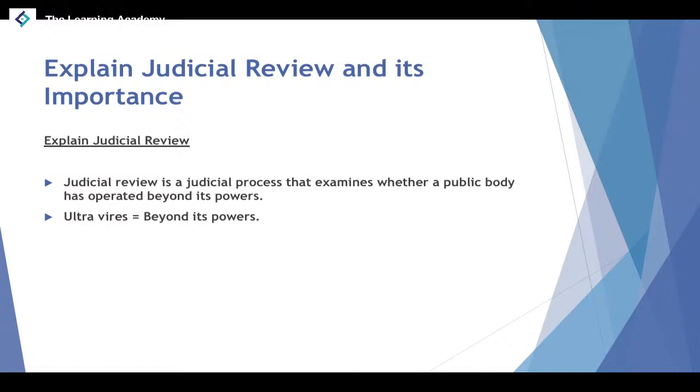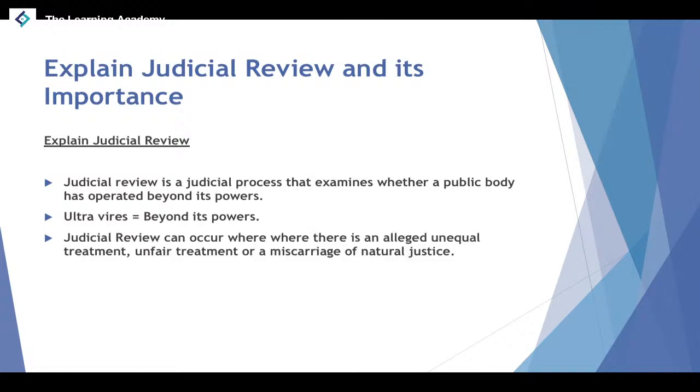But we can go further than that. You can't just simply write the definition. You have to explain it in a little bit more detail, and we can talk about when judicial review can occur. For example, it can occur where there is an alleged unequal treatment, unfair treatment, or miscarriage of natural justice, and also things like the rule of law. We can talk about the Human Rights Act and how judicial review can be triggered through those means as well. These are all the different ways in which we can explain what judicial review is.